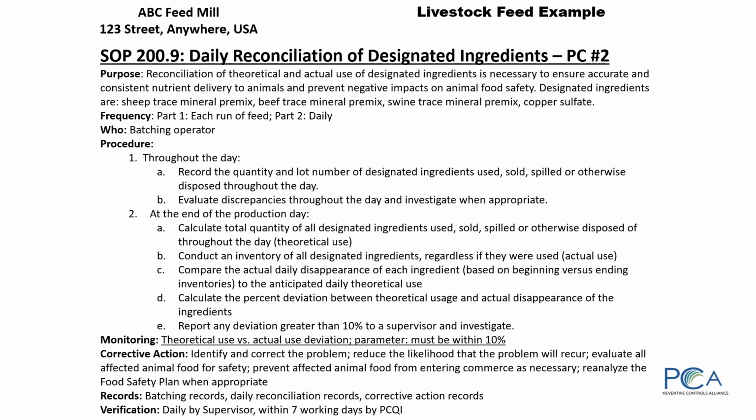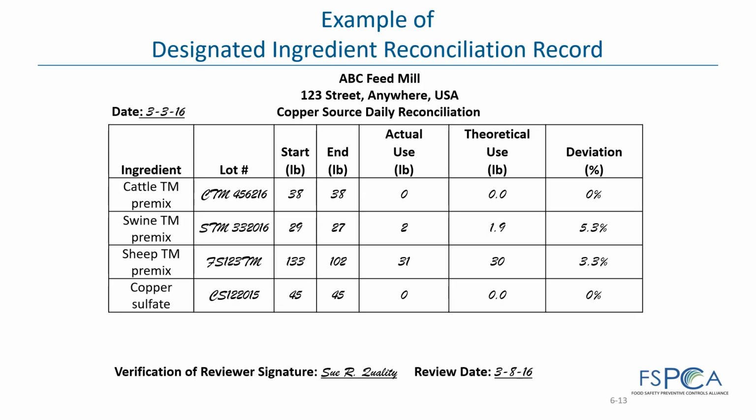Okay? Let's take a look at the record that might be produced through this whole process. So here we have the reconciliation record. Again, I'm doing this at the end of every day. And as described in the first SOP we looked at, I am going to do a daily reconciliation of these special ingredients: the cattle premix, the swine premix, the sheep premix, and copper sulfate. Remember those higher risk ingredients. So here are the lot numbers that I was working with either that day or what's on hand right now that could be pulled out of.